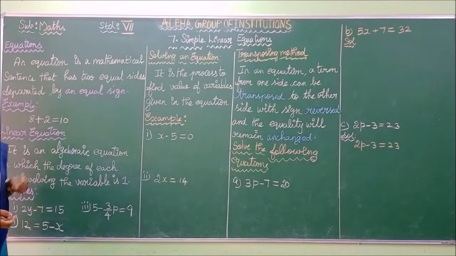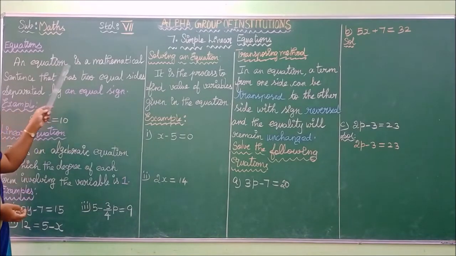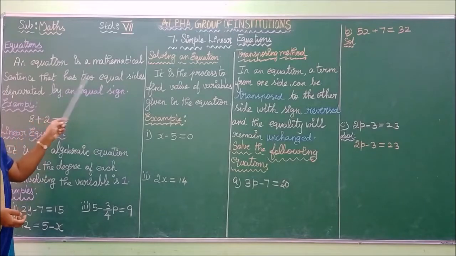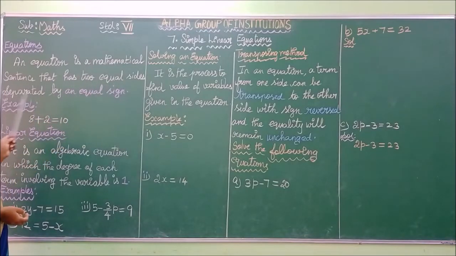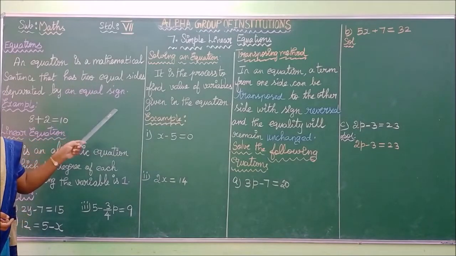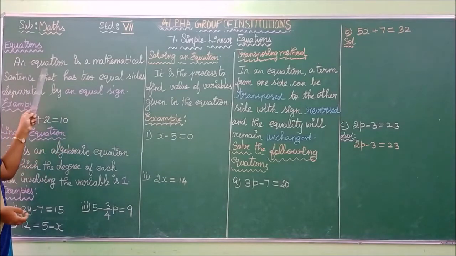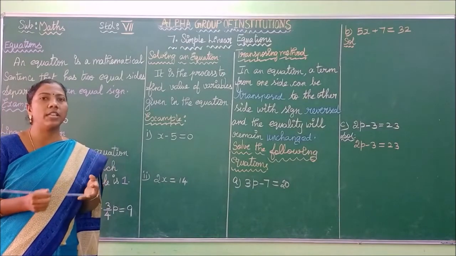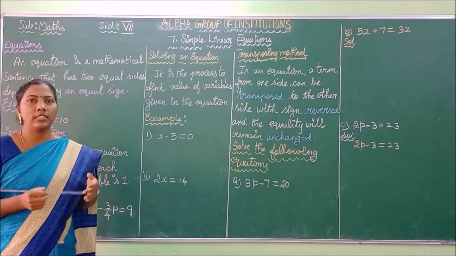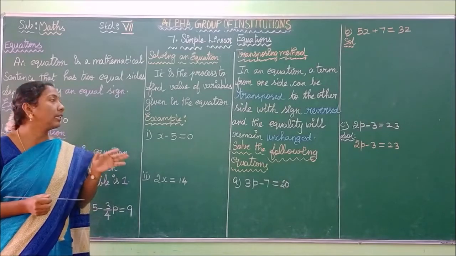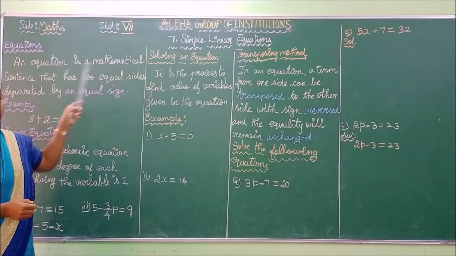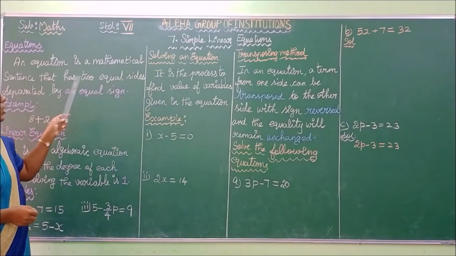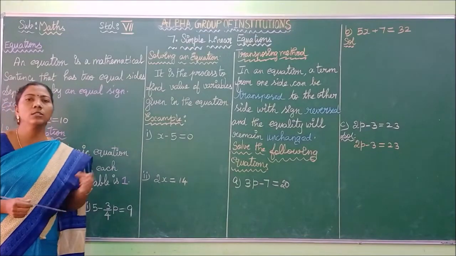What is an equation? An equation is a mathematical sentence that has two equal sides separated by an equal sign. A mathematical sentence has numbers, variables and operations like addition, subtraction, multiplication, division. What do we mean by two sides?